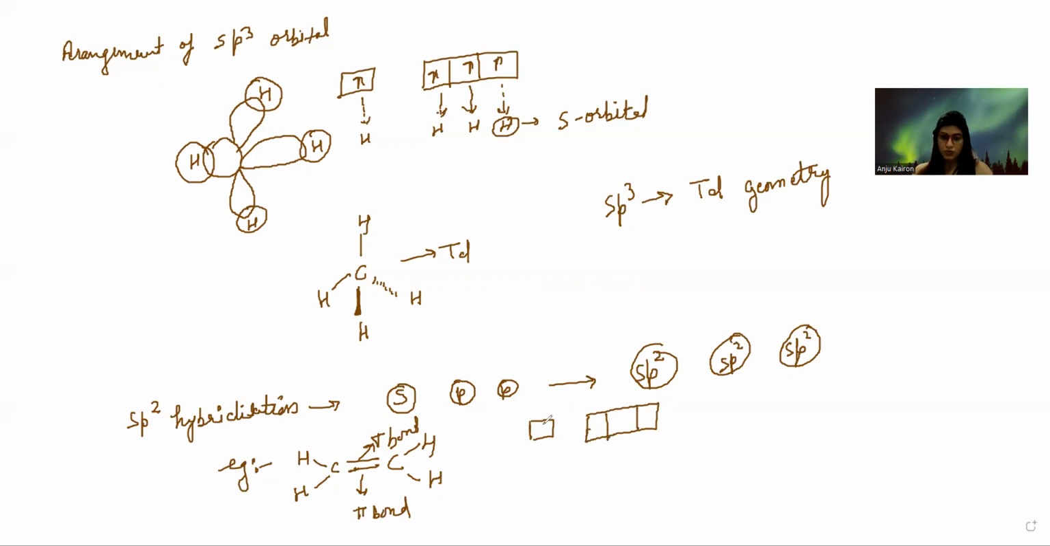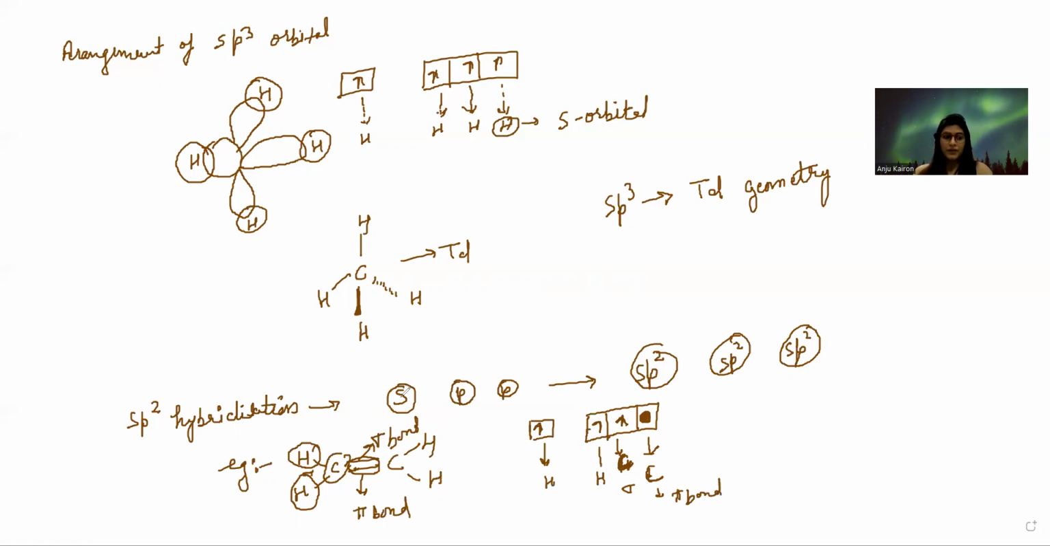sp2, right? We have 1, 2 and 3 orbitals, right? But this orbital cannot form a bond with hydrogen. The two orbitals, 1s and 1p, form bonds with hydrogen, and this one forms a bond with carbon, right? Sigma bond, and the other forms a pi bond with carbon.